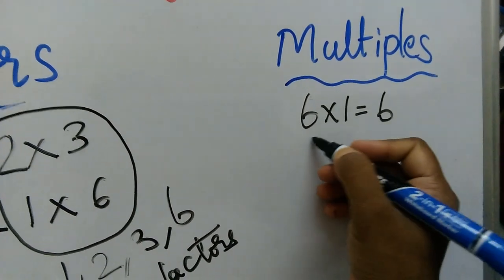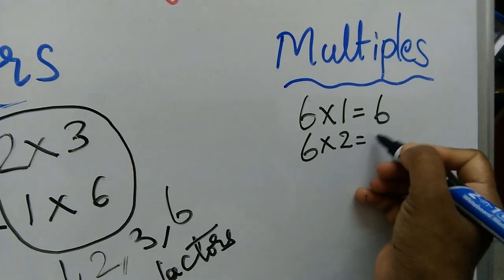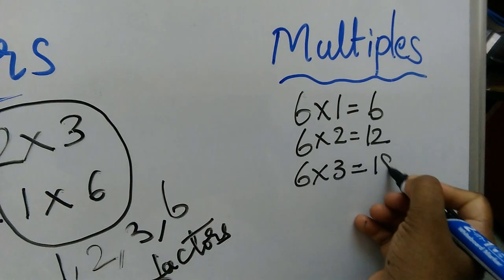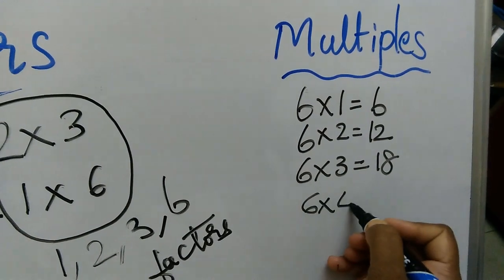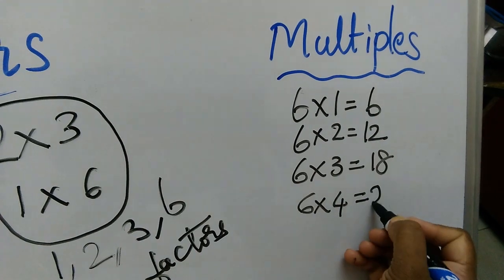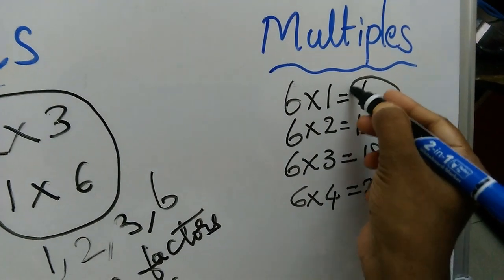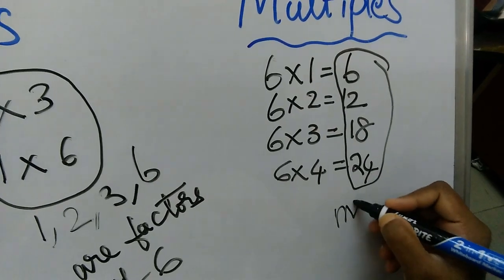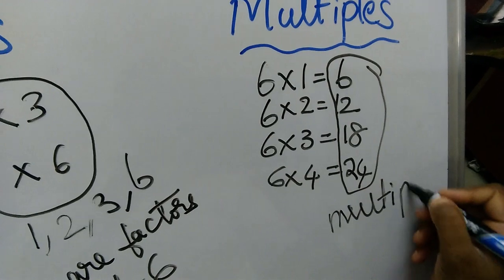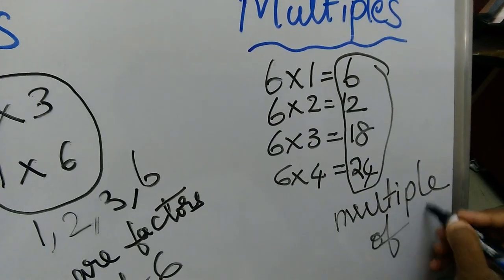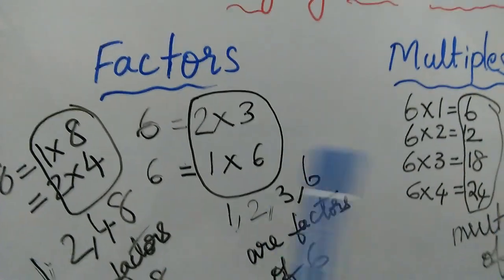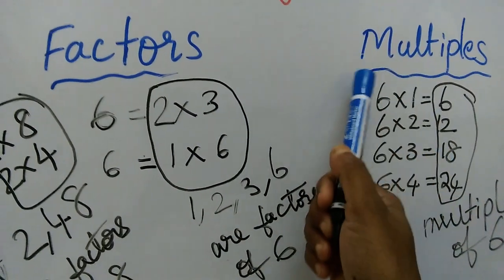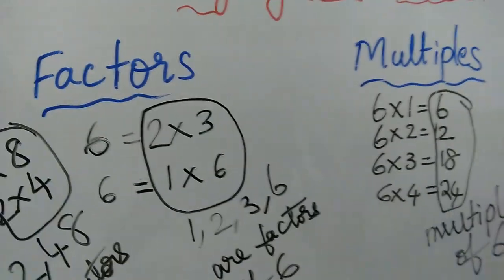Now multiples. Multiple means simply the multiplication table. That is 6 into 1 equals 6. 6 into 2 we will get 12. 6 into 3 we will get 18. 6 into 4 equals 24. So these numbers are called multiples of 6. So what are factors? Factors are the numbers inside, and multiples are these numbers.